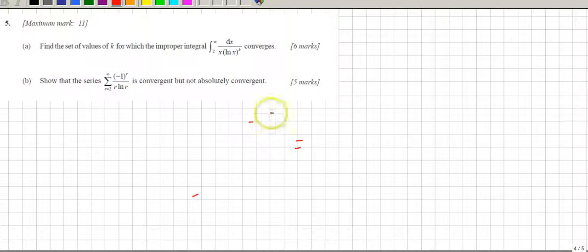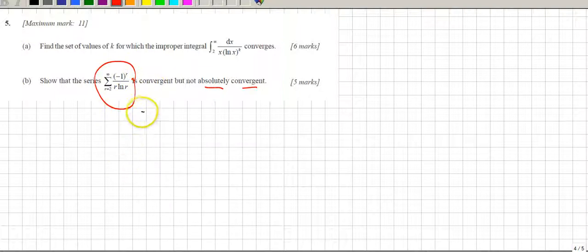And now for the last part of the last problem. Let me clean up my screen here a little bit. Show that the series is convergent but not absolutely convergent. Well, let's remember what convergent and absolutely convergent mean. Absolutely convergent means it's going to converge when it's positive or negative. Convergent just means it converges as it is.